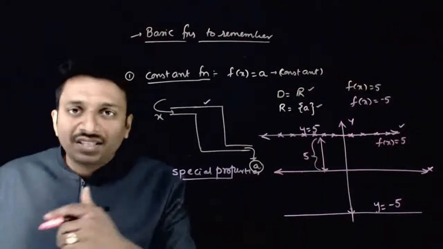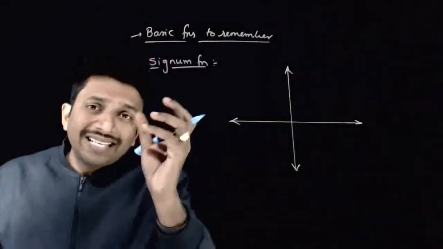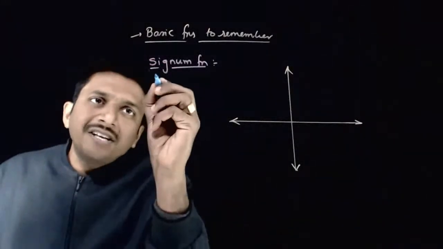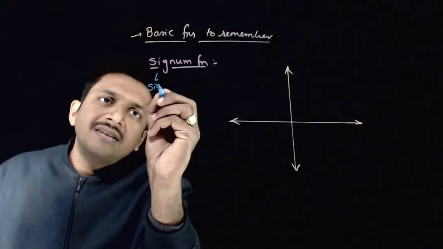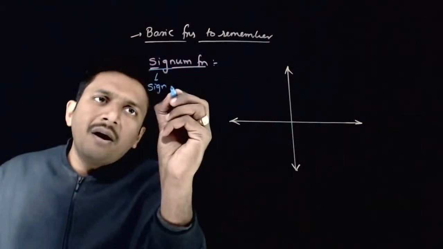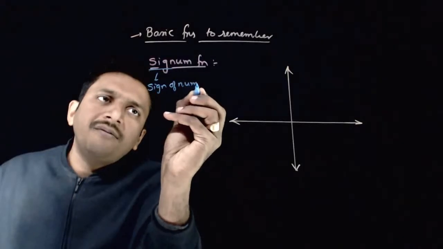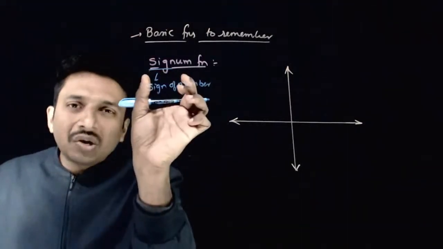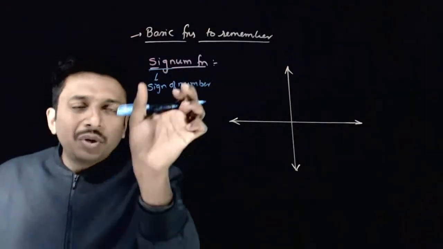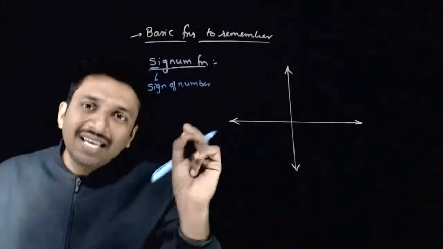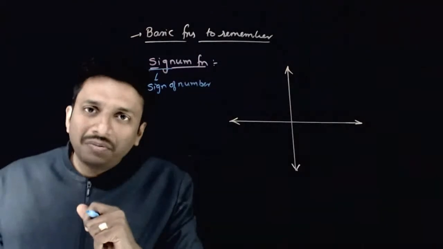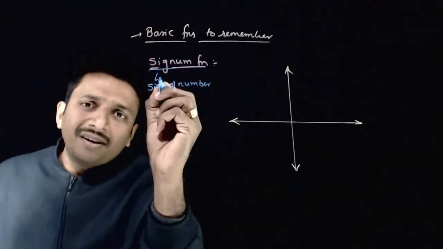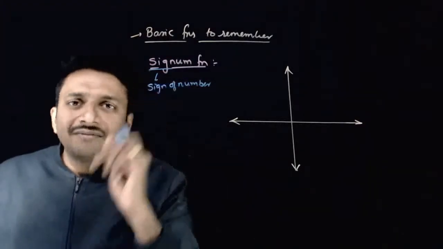Now let us go to our next function. The next function that you need to remember is the signum function. Signum function stands for sign of number function. Sign and number. That's why this is called the signum function. We don't call it the sine function because sine is another trigonometric ratio which you know, that name has already been taken. So we pronounce it as signum function.